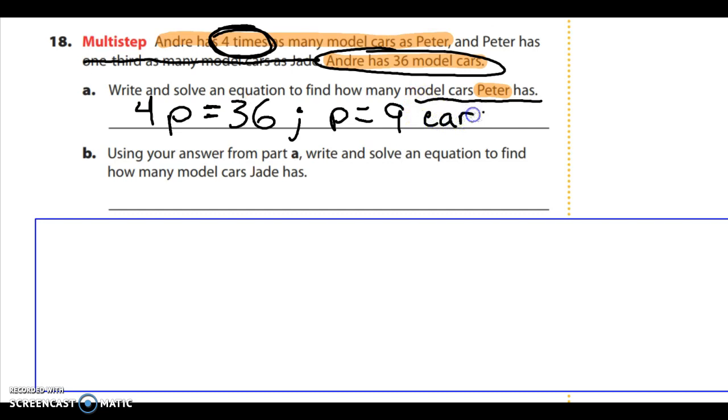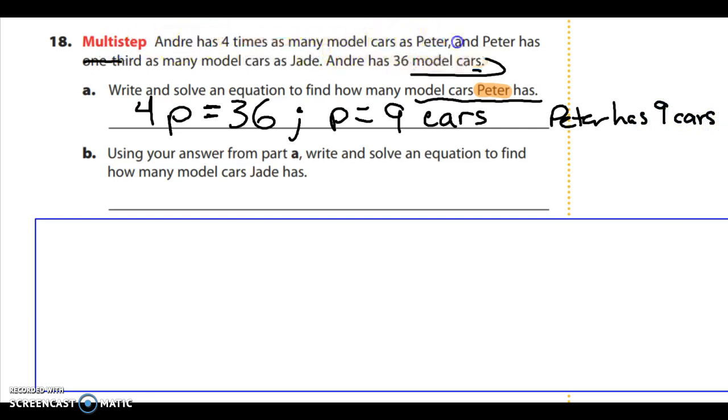Now I'm going to go back and reread and see if that makes sense. Andre has 4 times as many model cars as Peter. We think Peter has 9. Is 4 times 9 equal to 36? It is. So that's evidence, proof that Peter has 9 cars. So I'm going to put a little note here. Peter has 9 cars. That's really important because now I need to kind of undo my mess ups, my cross offs here. The first line might as well say Peter has 9 cars.